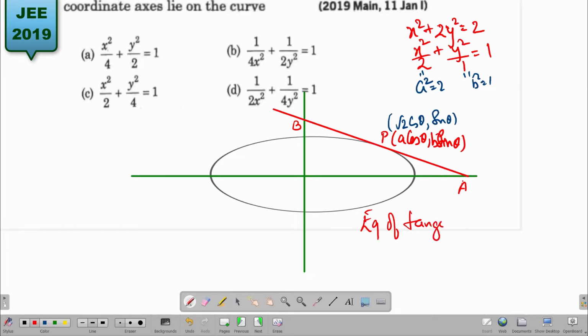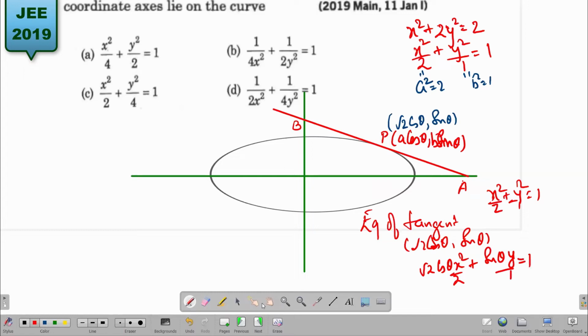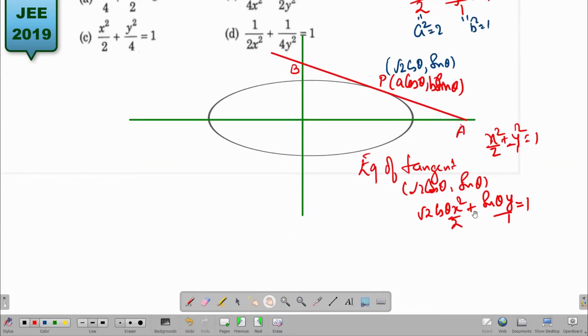That means we have to put the point (root 2 cos theta, sin theta) on this ellipse, x square by 2, y square by 1 equal to 1. So my equation comes out to be root 2 cos theta x upon 2 and sin theta y upon 1, and further I just convert this line, this is x1, so this is only x, root 2 cos theta into x.